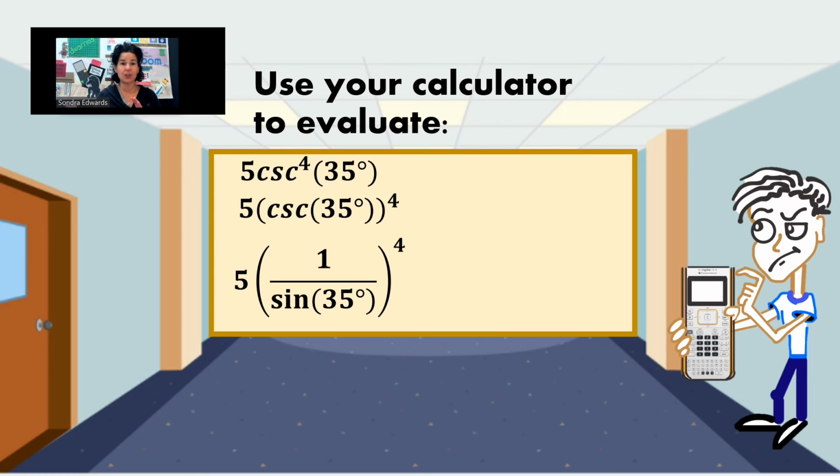Now you can enter in your calculator 5 parenthesis 1 divided by the sine parenthesis 35 close parenthesis caret, or to the power of 4, enter, and you're going to end up getting approximately 46.19605. I highly recommend that you again pick up your calculator and make sure that you get a matching answer there.